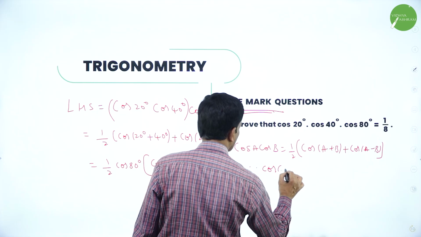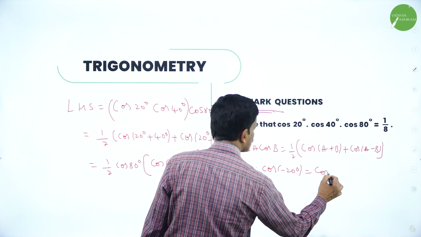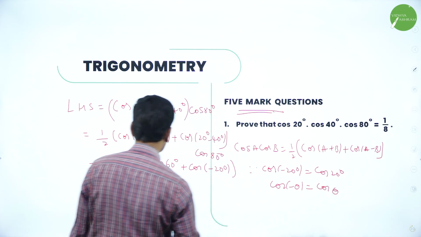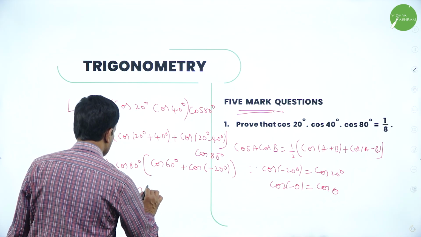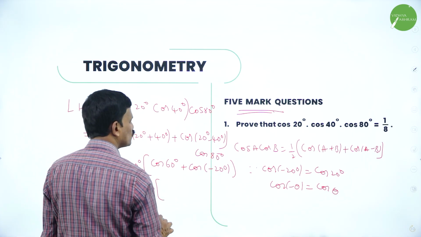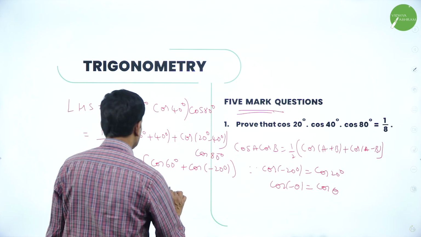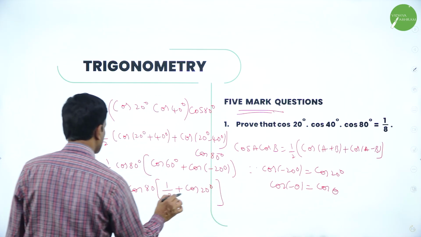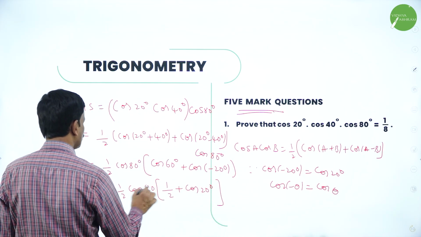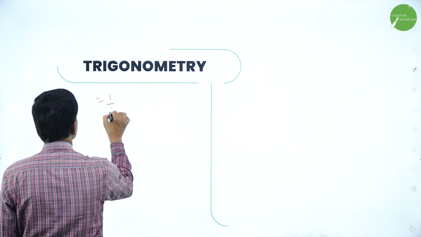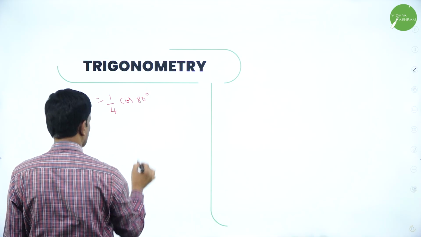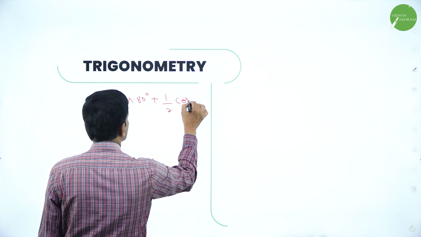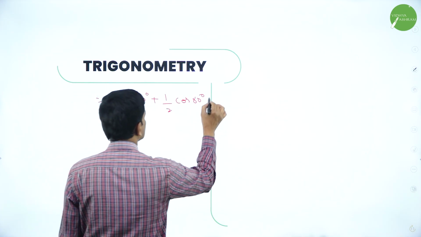Since cos of minus 20 is equal to cos 20, because cos of minus theta is equal to cos theta. So this is half of cos 80 into cos 60, which is 1 by 2, plus cos of 20 degrees as it is. Now multiply it. Multiply by half cos 80: 1 by 2 into 1 by 2 is 1 by 4 times cos 80 degrees. So 1 over 4 cos 80 plus 1 over 2 cos 80 into cos 20 as it is.